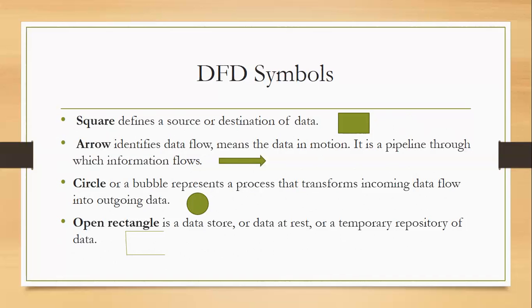So the processor here is represented as a circle, the RAM here is represented as a square, and the cache memory is also represented as a square. But the linking between a square and a circle is with the help of an arrow. One more thing here is the open rectangle. That is a data store, where the whole data will be stored for a particular duration or at a particular place, represented as an open rectangle.